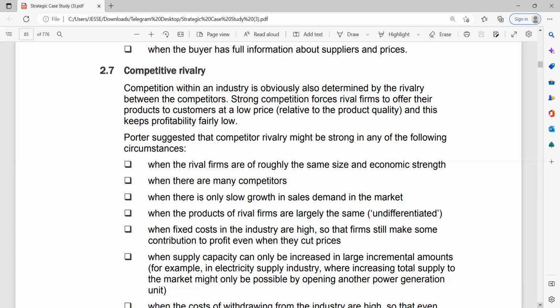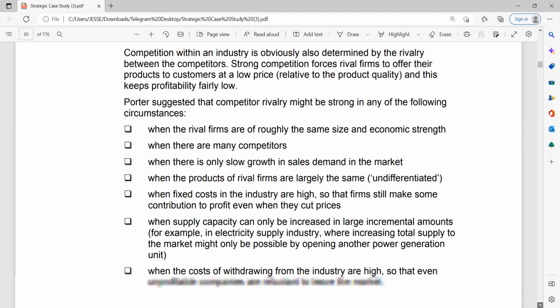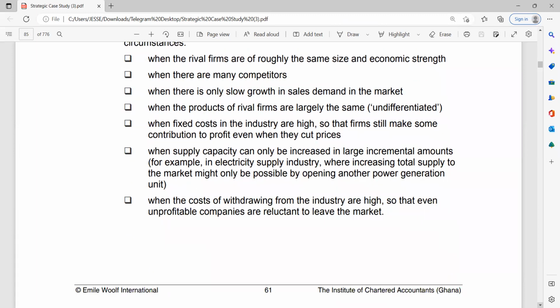So fixed cost is different from variable cost. Variable cost changes with output. Fixed cost is fixed. And so when fixed costs are high in the industry, competition is fierce because companies must be able to at least cover their fixed costs. Very, very important. When supply capacity can only be increased in large incremental amounts, that also gives rise to high competition.